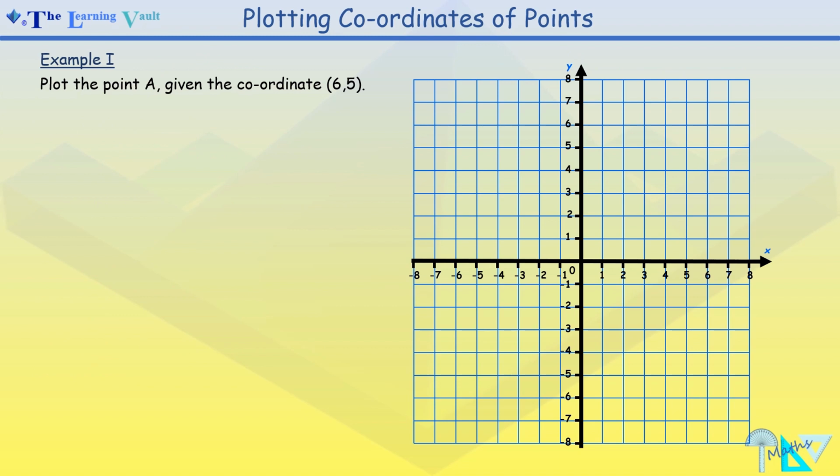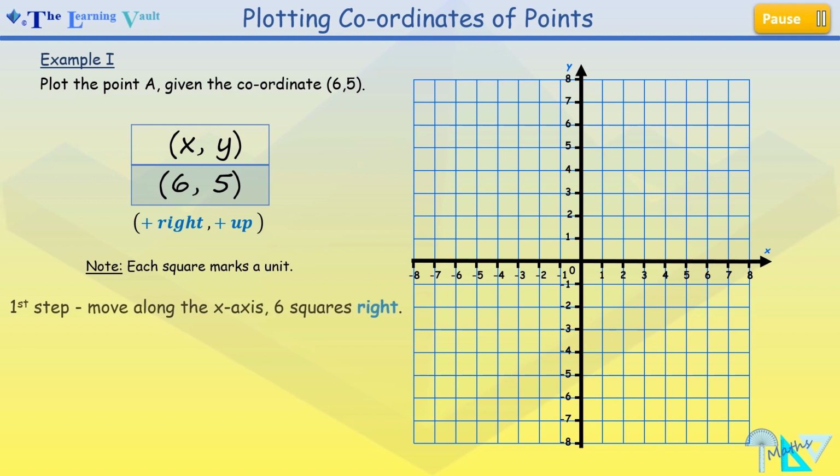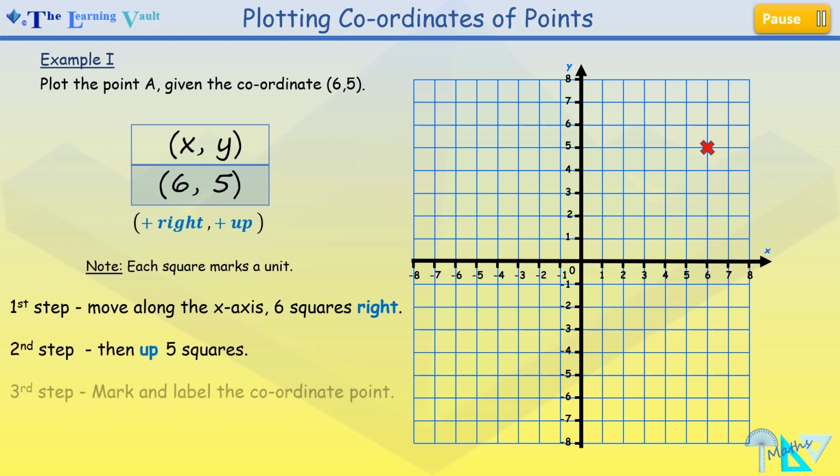Example 1. Plot point A, given the coordinates 6 and 5. You can pause and have a go. Note, each square marks a unit. So the first step is to move along the x-axis 6 squares to the right. Second step, we now move 5 squares up. Third, mark and label the coordinate.